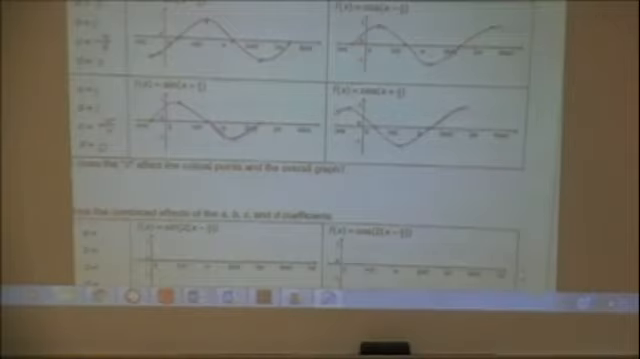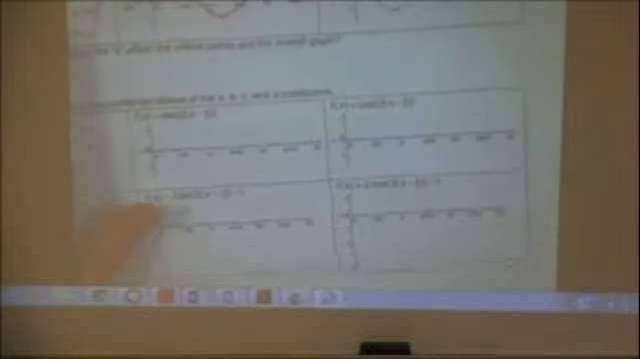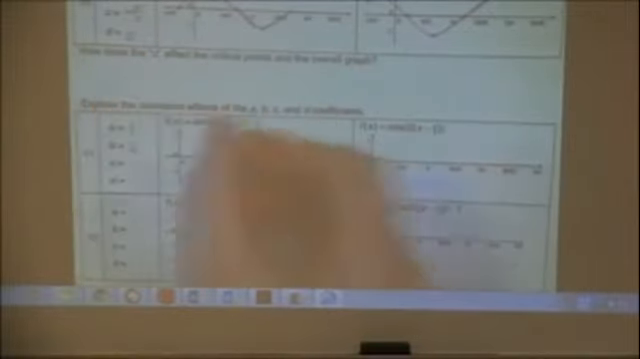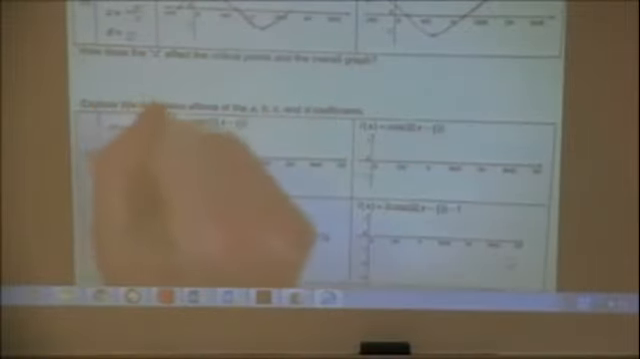Okay. So next we have 2 horizontal shifts happening. So our A value hasn't changed, so it's still 1. Our B value is 2, which looks like multiply, but that means we're actually going to divide. Our C value is minus pi over 4.